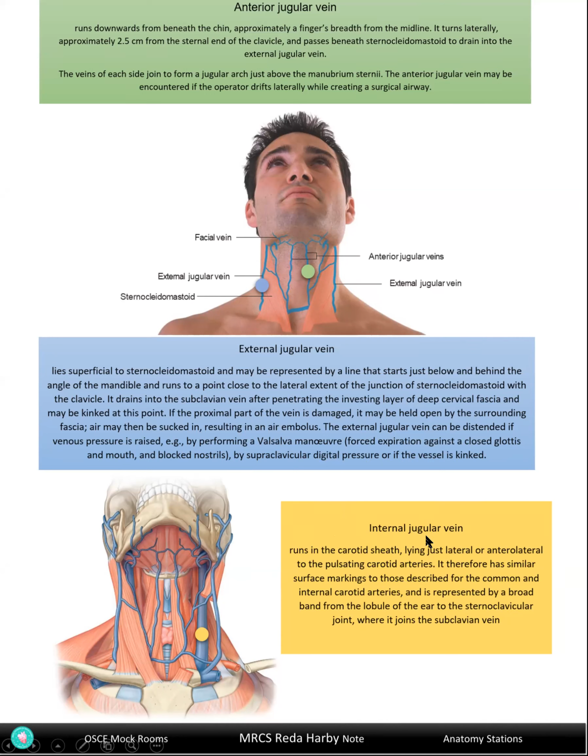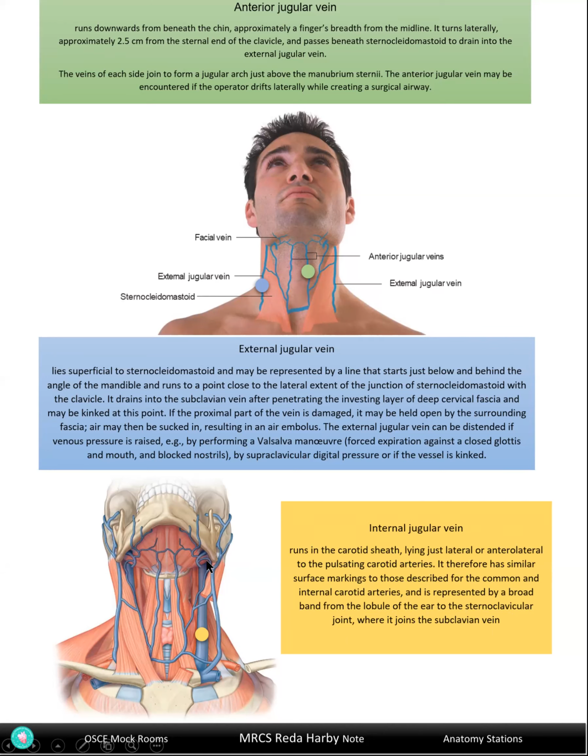The internal jugular vein, as we discussed last lecture, comes from the sigmoid sinus at the jugular foramen, where it is joined by the inferior petrosal sinus. It runs from the jugular foramen deeply in the neck, in the carotid sheath, and has similar surface markings to the common and internal carotid arteries, represented by a broad band from the lobule of the ear to the sternoclavicular joint, where it joins the subclavian vein.